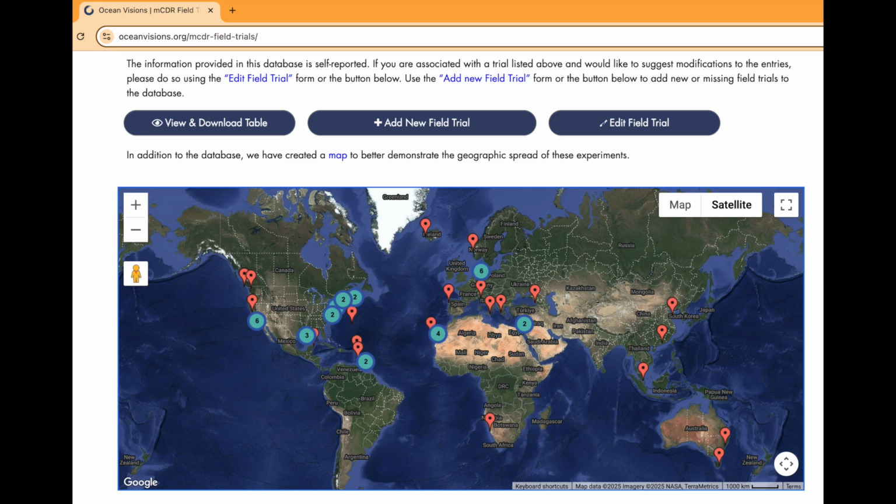The next set of slides is taken from this map of mCDR field trials, which is available at oceanvisions.org/mcdr-field-trials. New trials are being added to this database all the time, so check it out for up-to-date information from the nonprofit Ocean Visions.